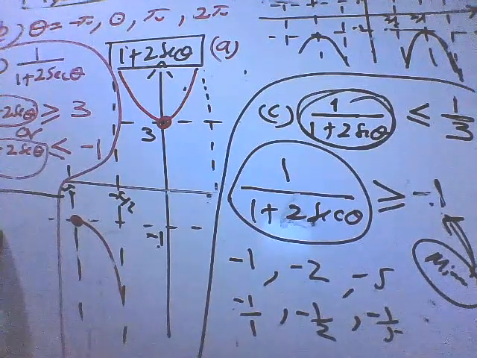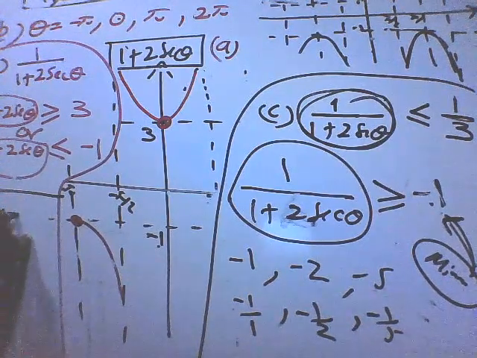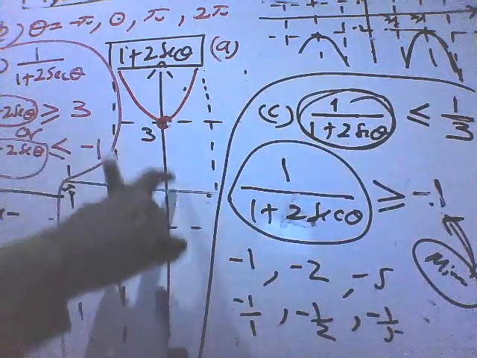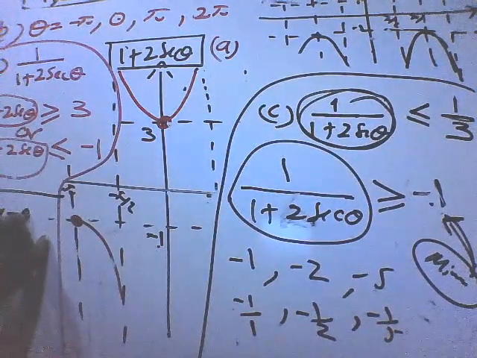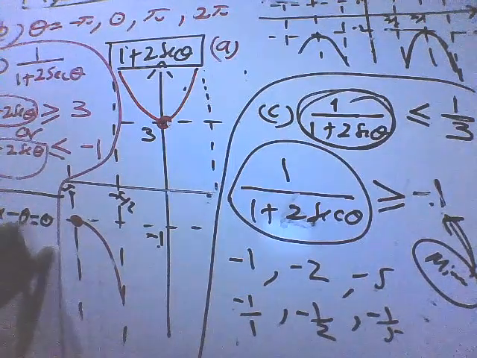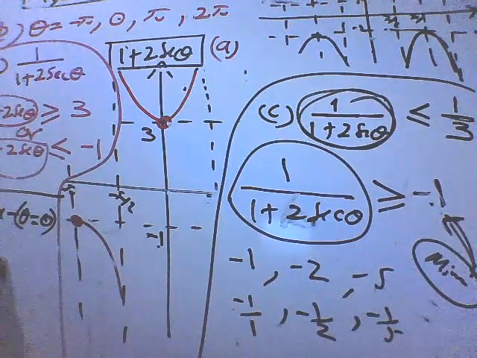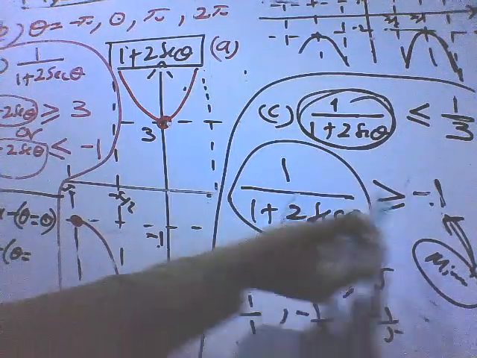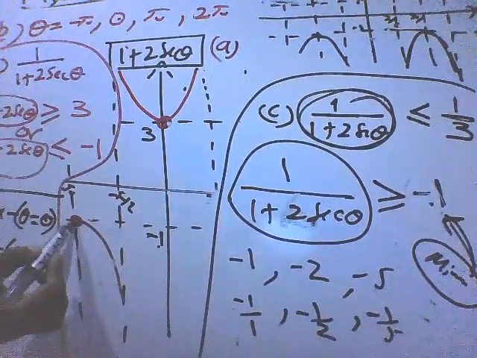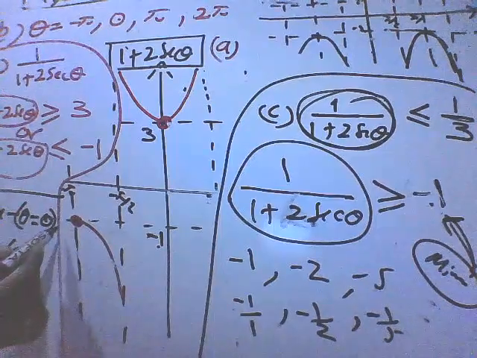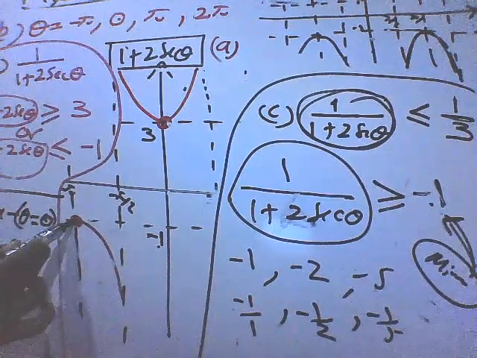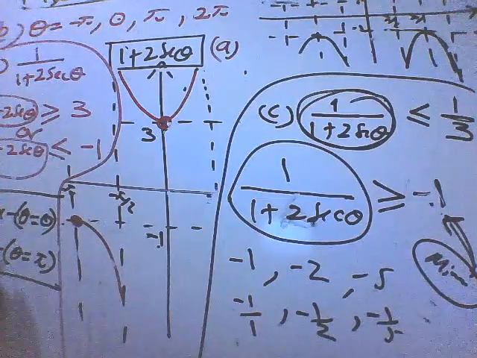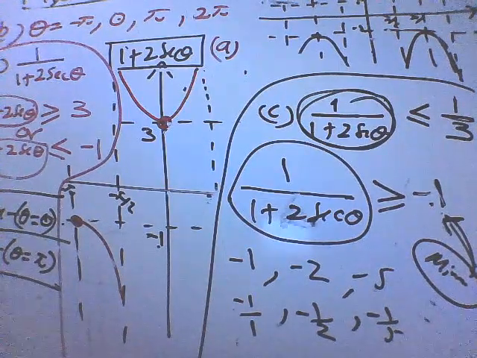So we can say the maximum will occur when it is 1 over 3, which means theta is equal to 0. The minimum will occur when theta is equal to, so here minus 1, this place, theta is equal to pi. Only one place, pi. Theta is equal to pi. Okay, so that is the idea.